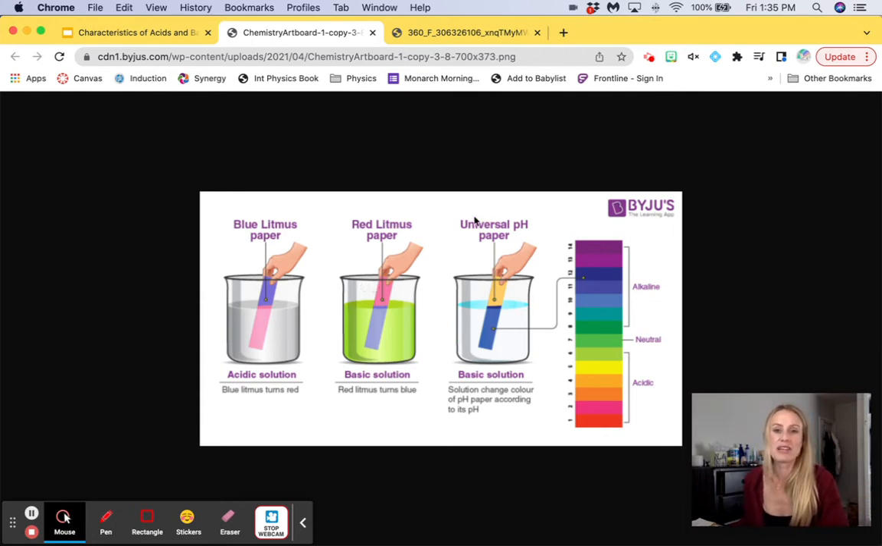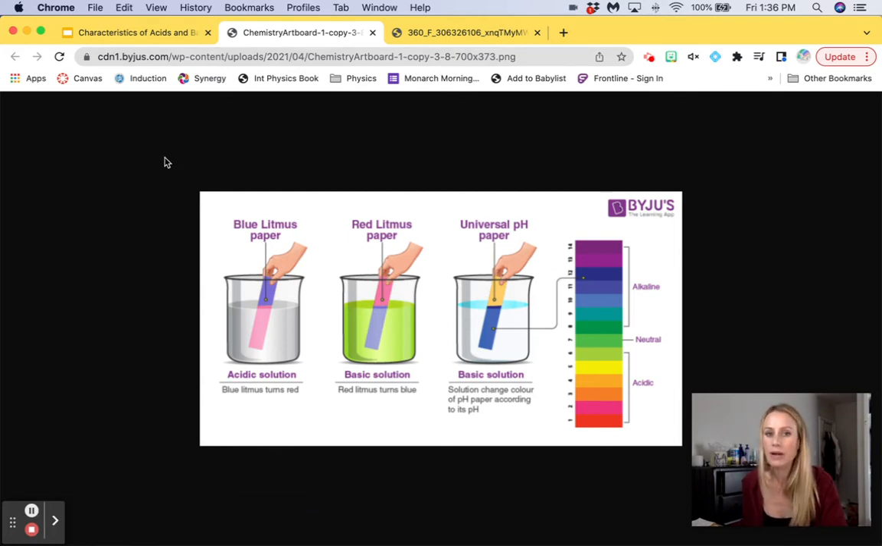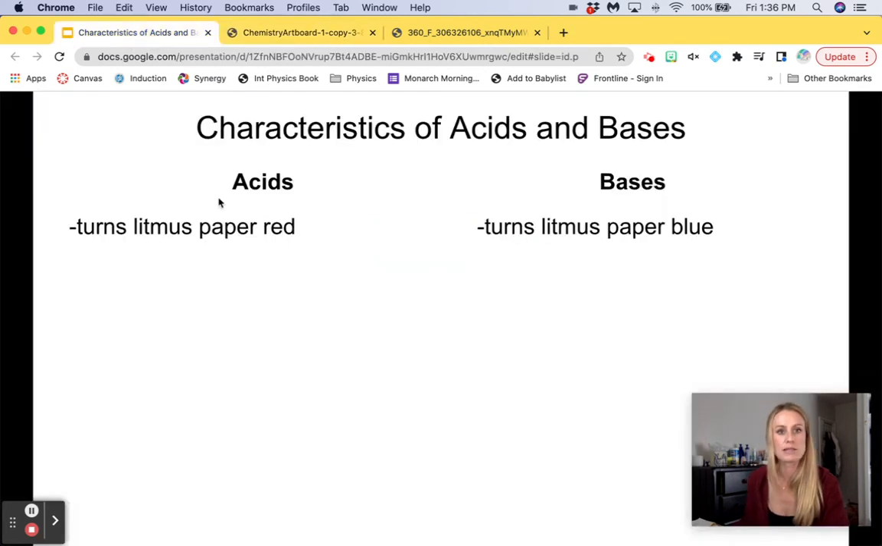Now, there's also something called a universal pH paper, and it comes with a little key like this you can see on the screen. And basically, if you have an acid, then it's going to be in the red realm down here. And then if you have a base, it's going to be in the blue realm. So it has to do with the actual pH of the solution, which I'll talk about in a second. But that's what litmus paper and universal pH paper is.